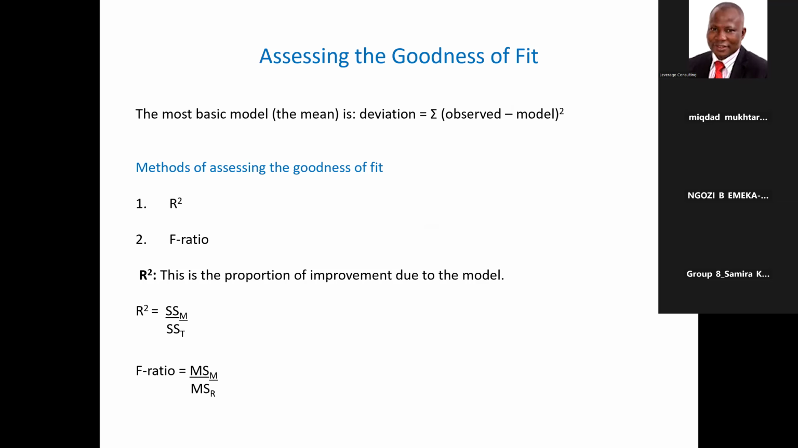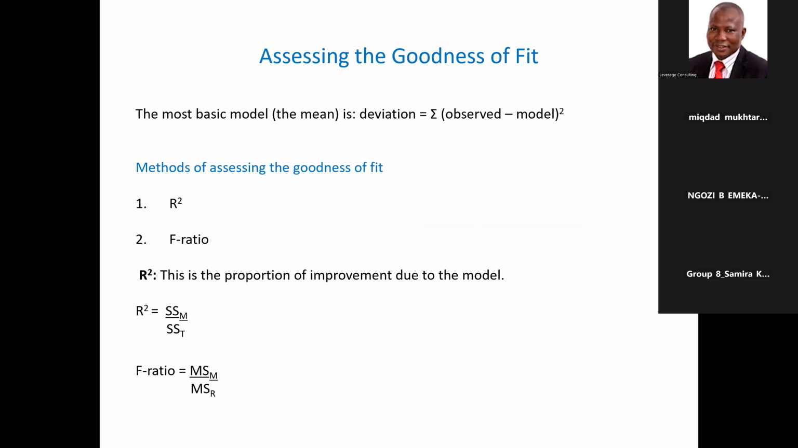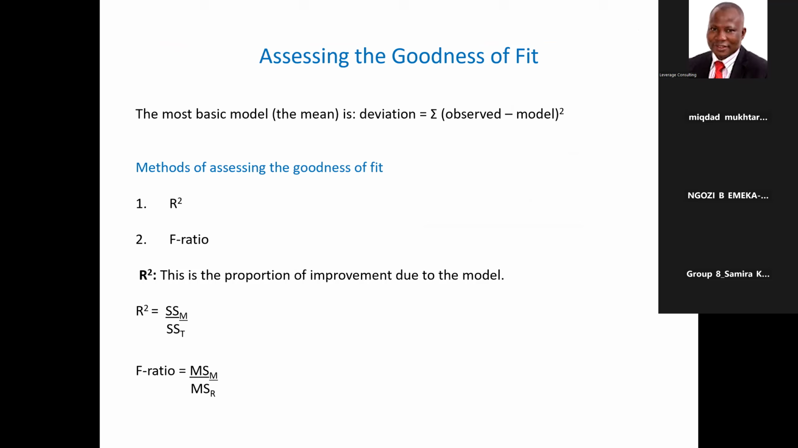So let's look at it now. The R square is the sum of square model divided by sum of square total. That is, we want to know what proportion of the variability the model is able to explain for us. Because sum of square model is what the regression model is able to explain. So we want to know what proportion of the total variability this regression line is able to explain: sum of square model divided by the total sum of square. You can express it as a percentage. That's what we call R square, or the coefficient of determination.